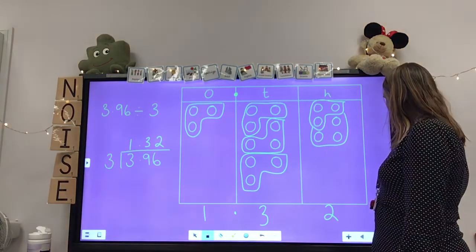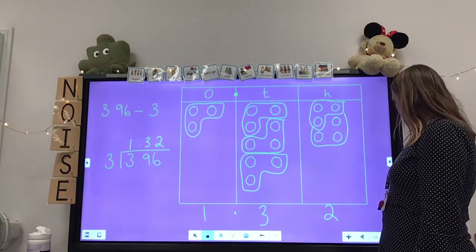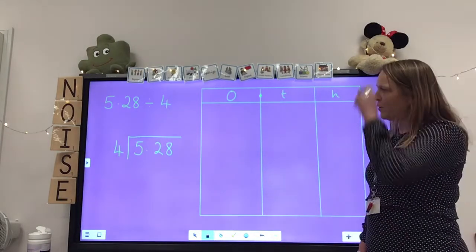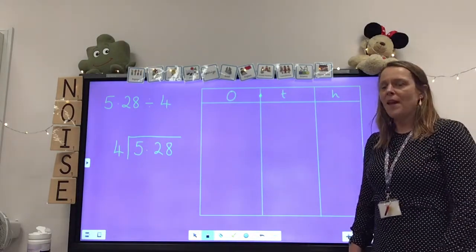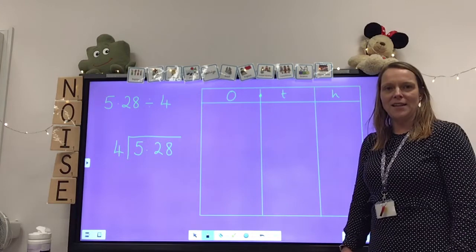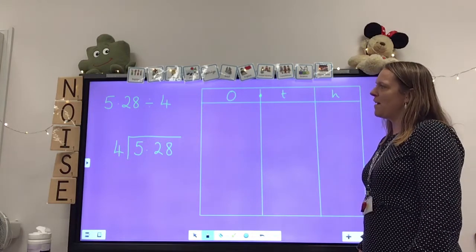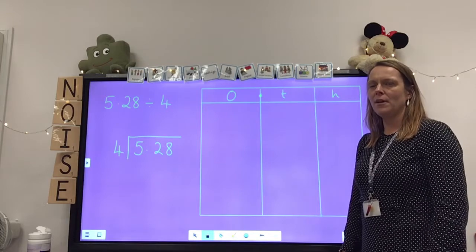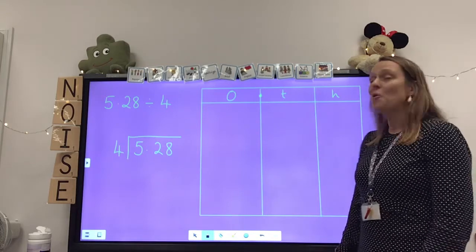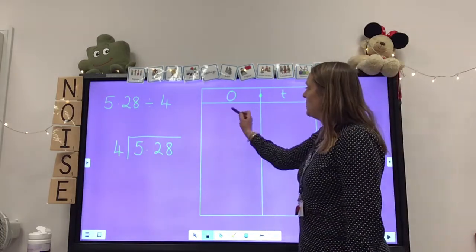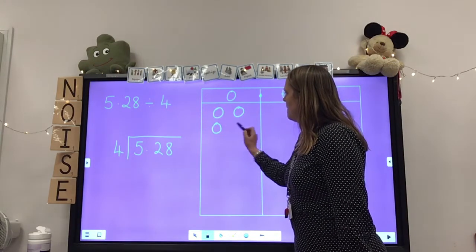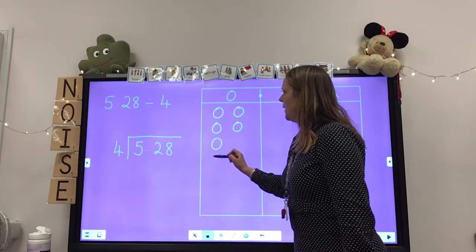Okay, let's have a look at another example. So this question here, I have 5.28 divided by 4. And I'm going to use my place value chart again. So where am I going to be putting the 5, Miss Jennings? Where do you think the 5 might go? In the ones column. In the ones column, or the units, if like me you normally call it units. But yes, it goes in the ones column, so let's put that in. 5 in the ones column, okay?